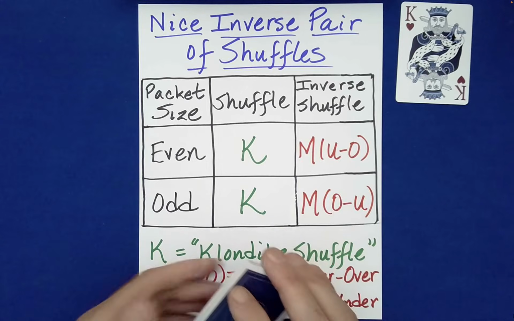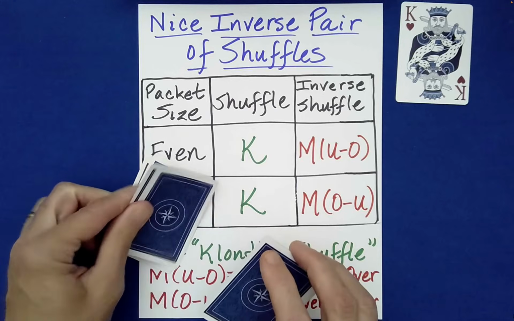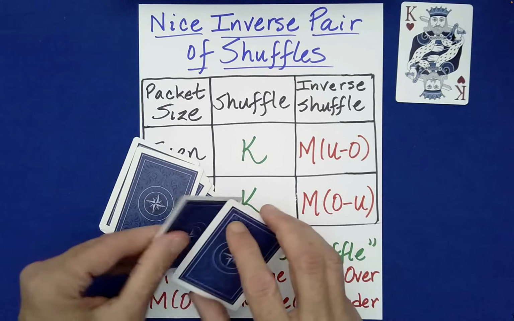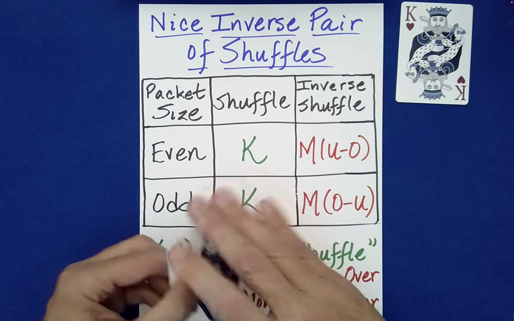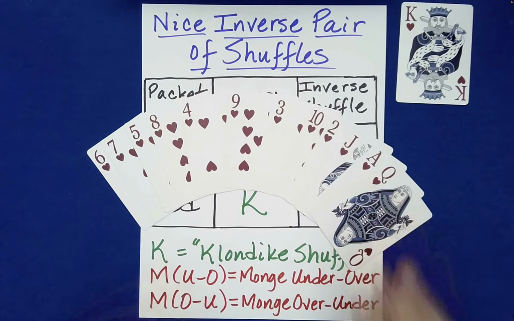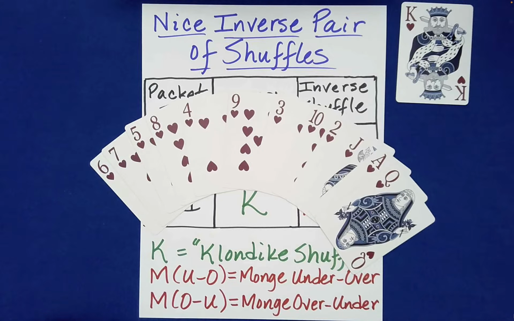So I'll go ahead and perform the Klondike. This is where you take the top and bottom card off as one. That's a Klondike Shuffle. Now I want to show you that the cards are scrambled a bit. They're not super mixed, but they're mixed up a fair amount here. It's mixed enough that I think a lot of people might think they're somewhat randomized.